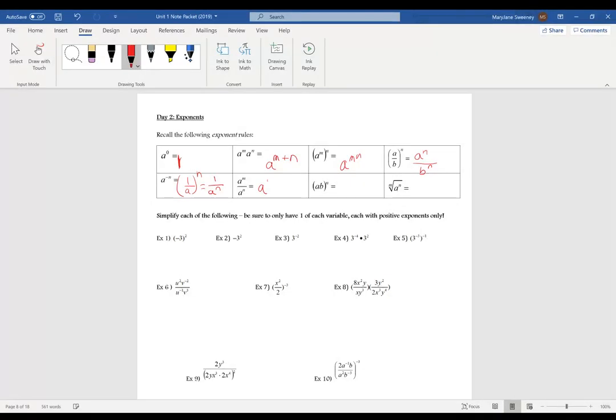Division, I'm going to subtract. So I keep the base, which is the a, and I subtract the exponents, which is m minus n. Multiplication raised to a power, I raise each factor to that power. And then the mth root of a to the nth, which you want to remember is the index is the denominator, the exponent is the numerator, so it's a to the n over m.